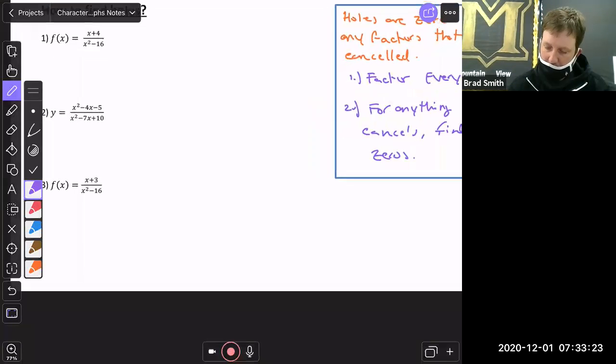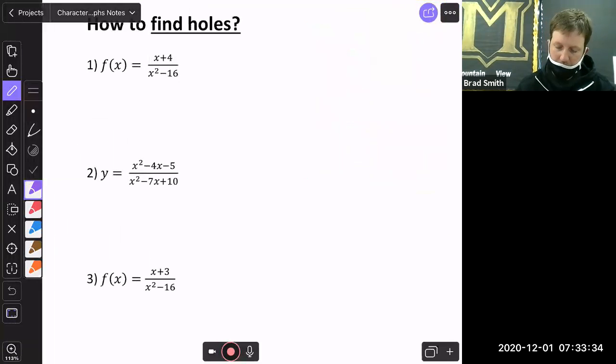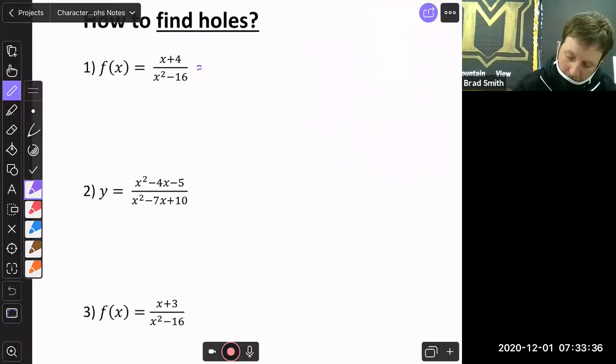So if we look at number 1, I got an x plus 4. That is already factored. So I'm going to zoom in here so I got space. Now the bottom is my difference of squares. So x squared minus 16 is going to factor into x plus 4 times x minus 4.